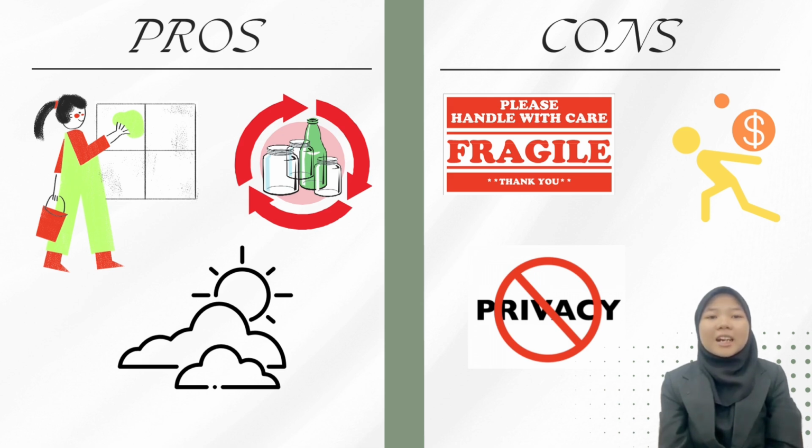However, there are also disadvantages, which are the cons. Glass can be fragile and may break easily unless it is specially treated. It can also raise security concerns, especially in high-rise buildings. In addition, glass can be heavy, expensive, and requires regular cleaning to maintain its clear appearance.